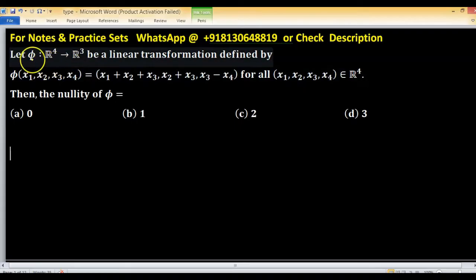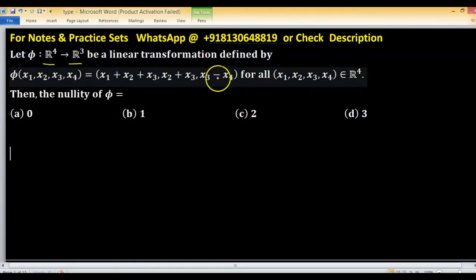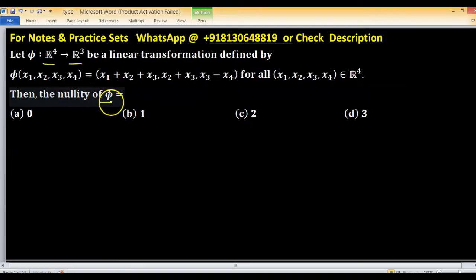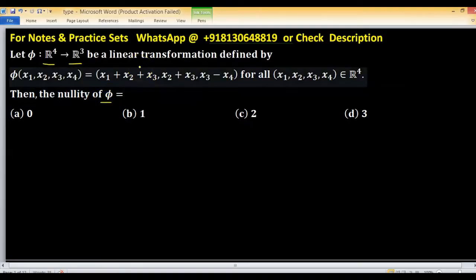A linear transformation phi defined from R raised to the power 4 to R cube is given by this. We have to find the nullity of phi. There are two ways: we can find the nullity or the rank, and using the rank nullity theorem we can find the other one. So this is the image of an element. This is the first constituent, this is the second, and this is the third. These three constituents make an image.